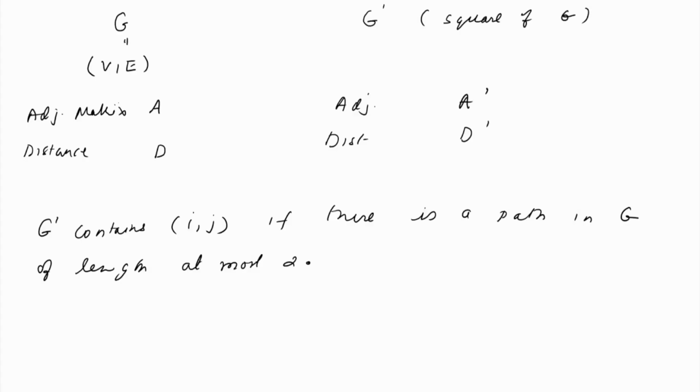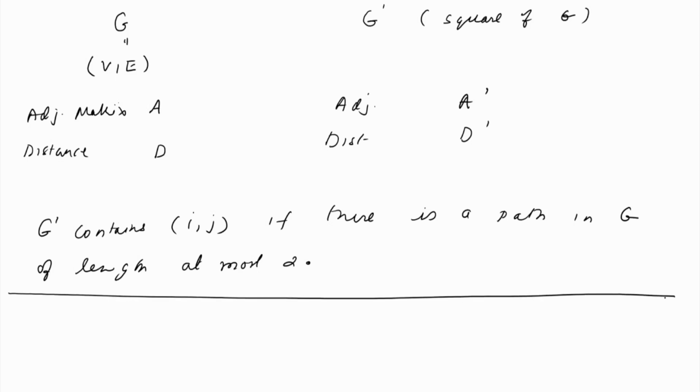If there was a path of length 101, then G prime would contain a path of length 51. Okay. We will make these notions formal. So, let us just look at this statement. Suppose G prime is complete, okay, it is a complete graph.